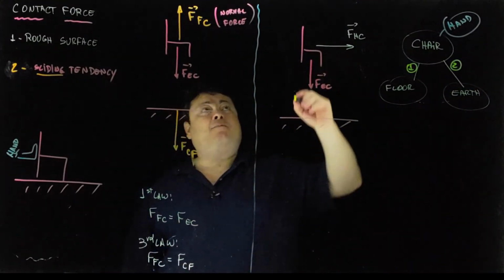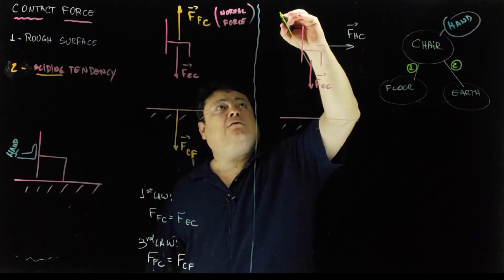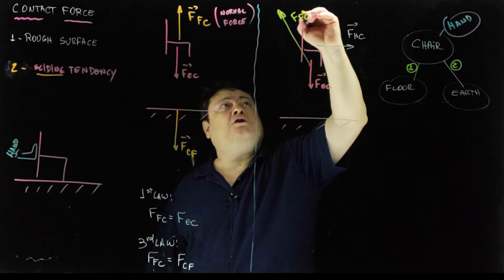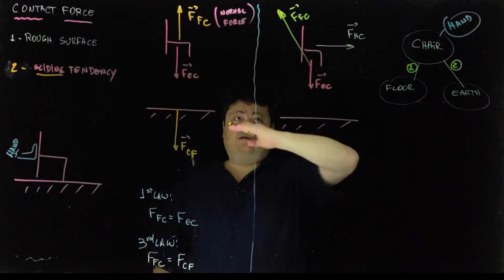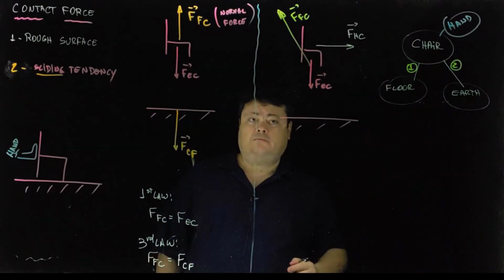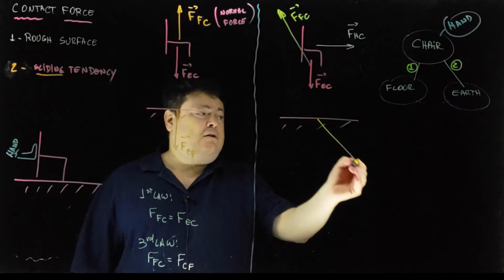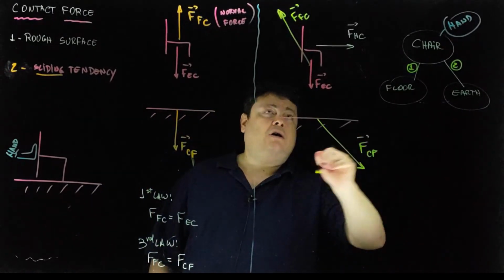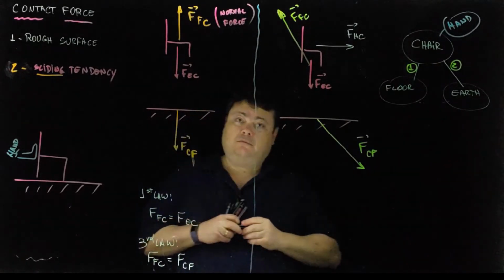And the only way that can happen is if the force of the floor on the chair becomes a slanted backwards force. If we consider that, then the reaction force down here is going to be a force of the chair on the floor, and that's going to be slanted forward.